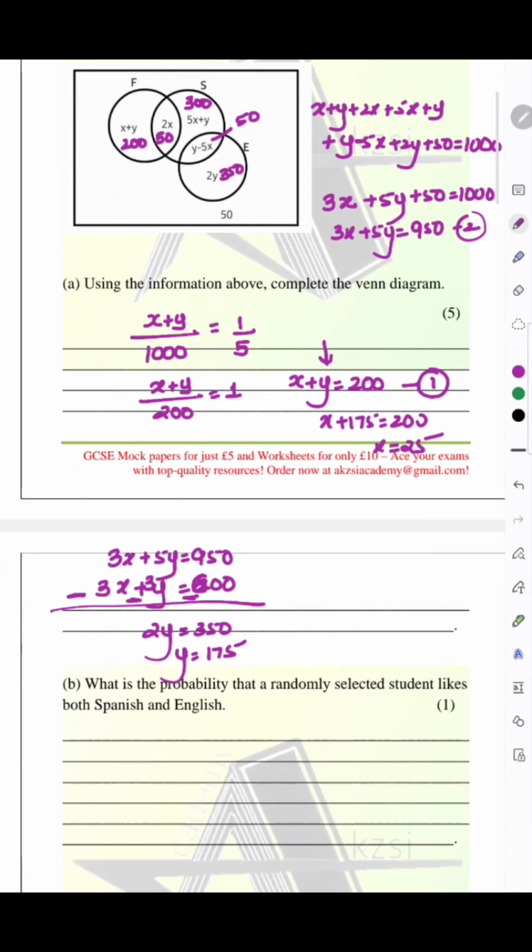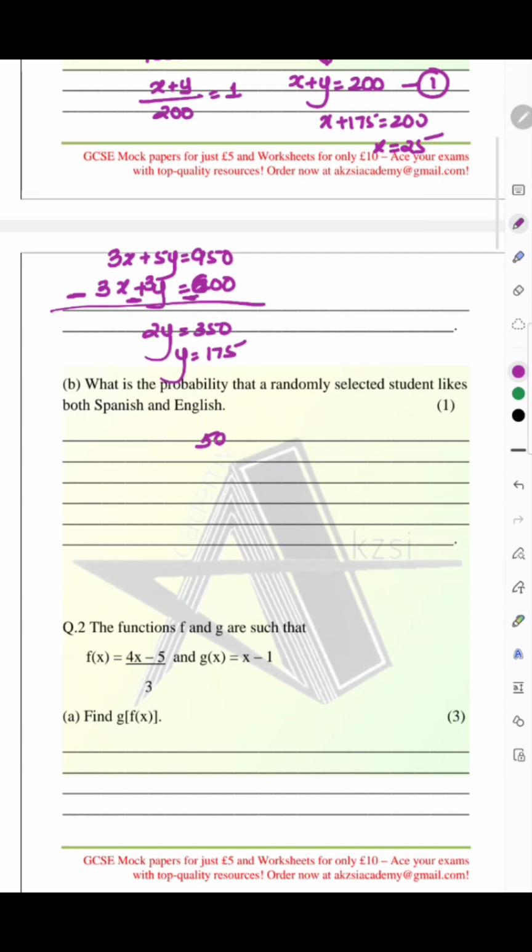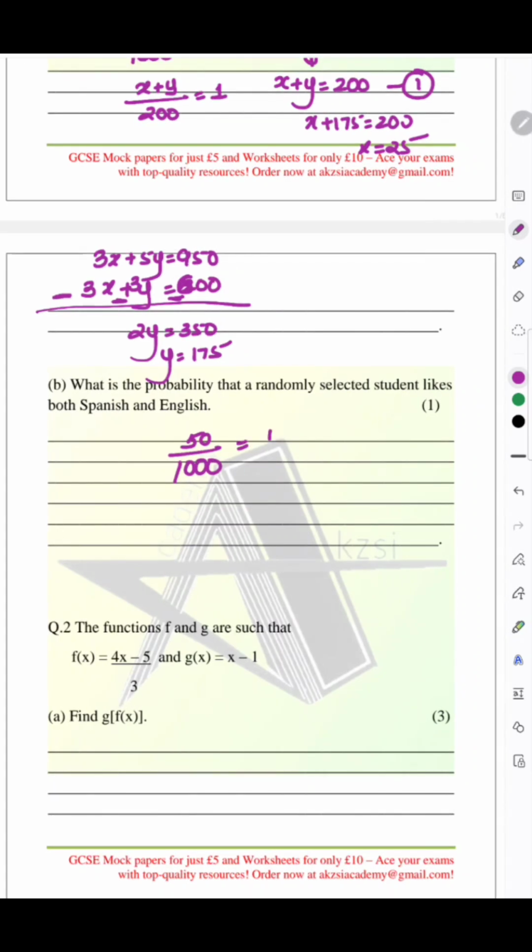Part B says, what's the probability that a randomly selected student likes both Spanish and English? Both Spanish and English, that is the common intersection of both the circles of Spanish and English. This circle represents Spanish, whereas this circle represents English, and their intersection is clearly this one. And this intersection is what? 50. So that means the probability is 50 over 1000, which is 1 over 20.